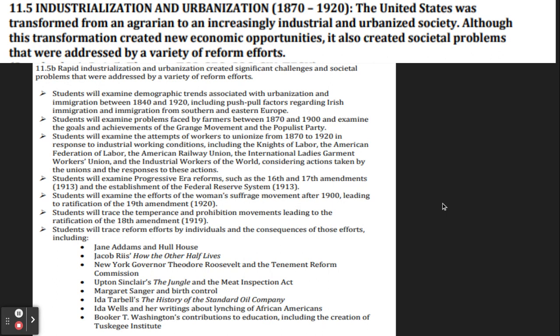I've often not joked, but talked about with different colleagues at different schools, you could spend an entire semester on this. You could really break down Jane Addams and the Hull House effort in Chicago for a week. Spend a week on Jacob Riis and how the other half lives in the Italian and Jewish communities in New York City. But this is one part of the New York State standards. So we're going to try to get an overview of some of these different individual efforts.